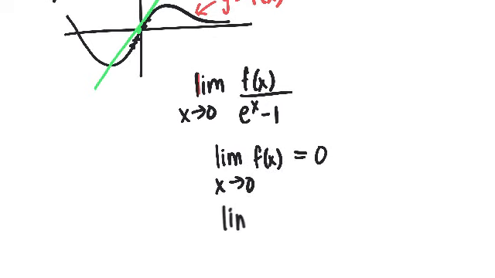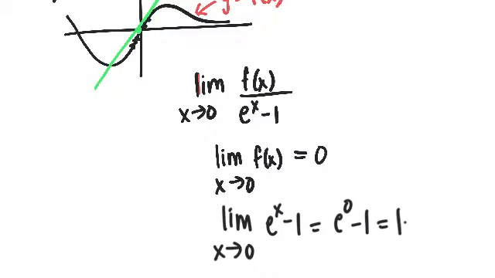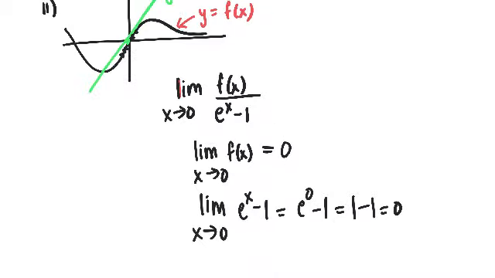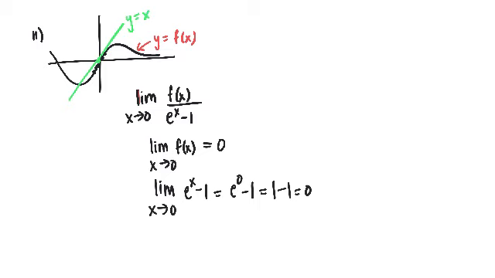The bottom is an equation, so there we can plug in 0 and get e to the 0 minus 1. e to the 0 is 1, so 1 minus 1 is 0, right? So this is a limit of indeterminate form. This limit is an indeterminate form of type 0 over 0, and we are justified in applying L'Hopital's rule.